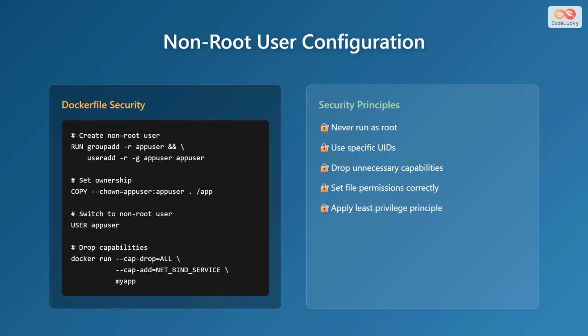Some key security principles include never running as root, using specific user identifications or UIDs, dropping unnecessary capabilities, setting file permissions correctly, and applying the principle of least privilege.